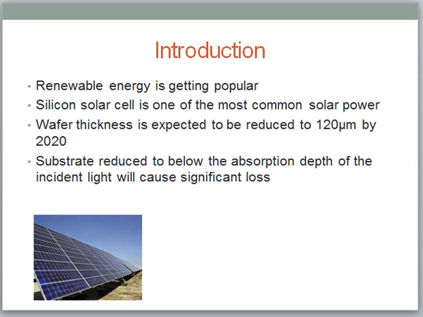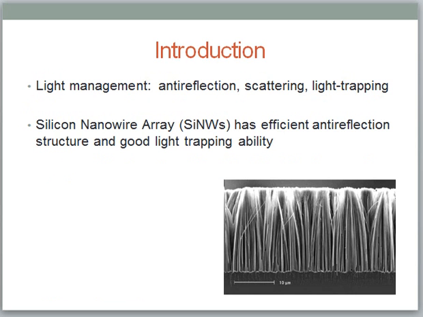However, there's one problem for solar cell. The substrate will reduce to the absorption depth of the incident light, which also means that there will be significant losses, because originally the solar cell efficiency is not high to begin with. So what should we do? We should improve the light management of the solar cell, including anti-reflection, scattering, and light trapping. Silicon nanowire array can totally do that. It has efficient anti-reflection structure and good light trapping abilities.